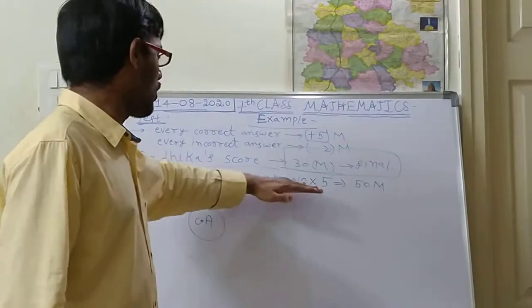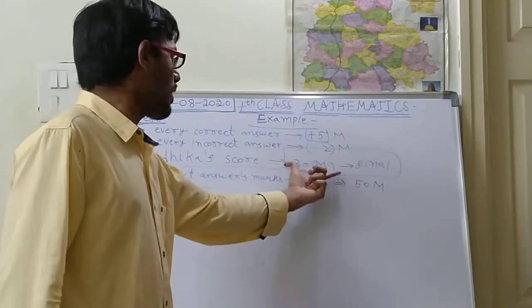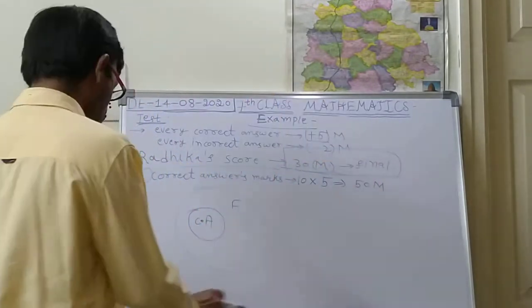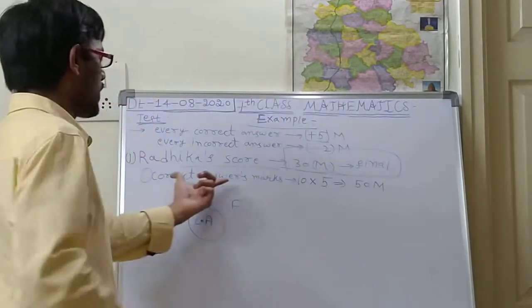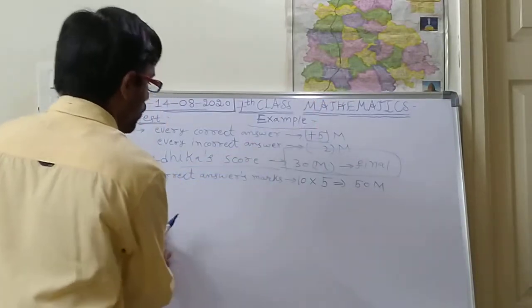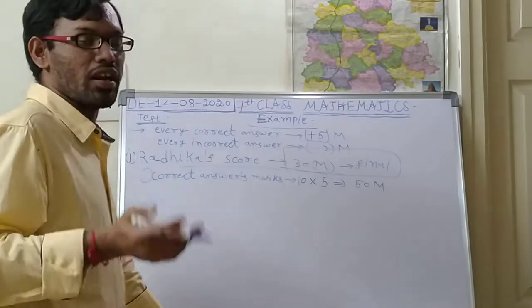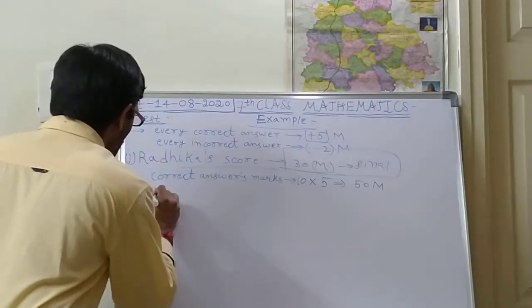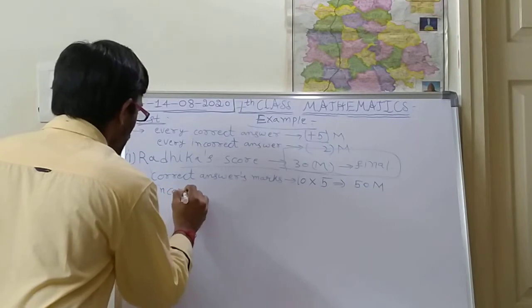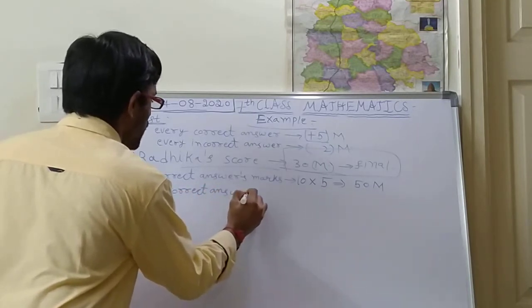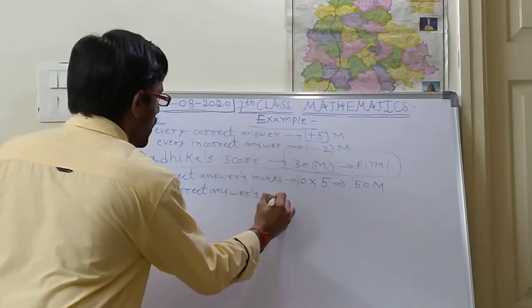Now we have to subtract this from the final score, so that we can get the incorrect marks. So we can get how many marks she has got for the incorrect answers. Now, the incorrect answers marks.